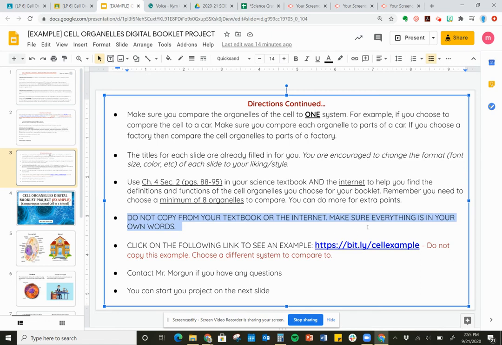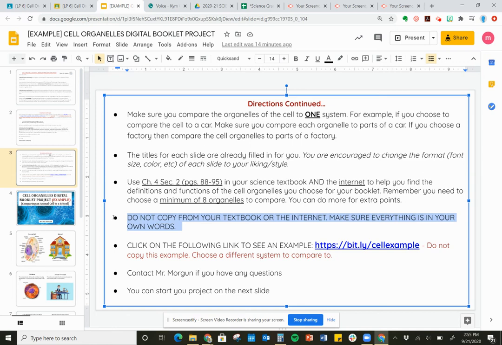And then if you click on this link here, it will take you to the example that I have for you. And then if you still have questions, make sure that you contact Mr. Morgan, all right? My office hours are every Monday and Wednesday from 1 to 3. You can find that Zoom link in Science Google Classroom, or you can call or text me. We can schedule a time that works well for both of us, okay?